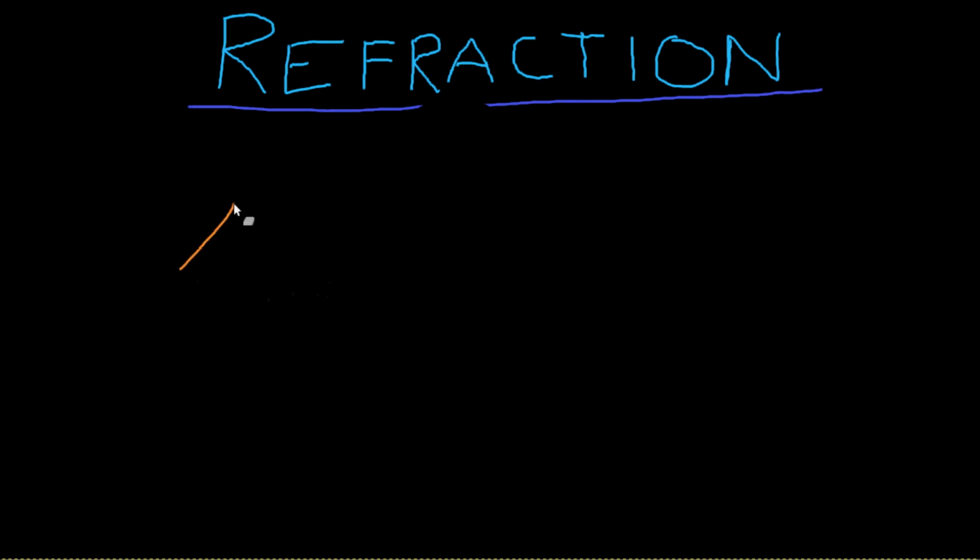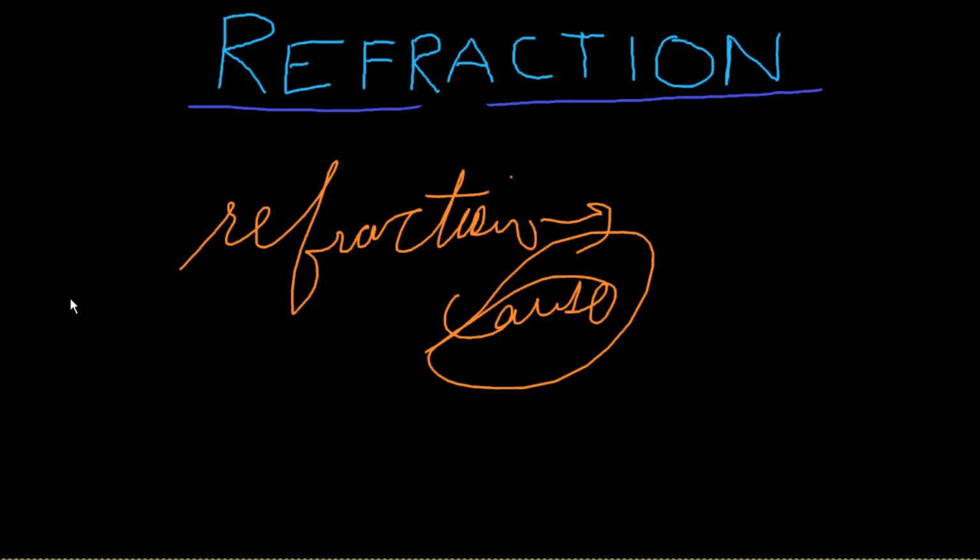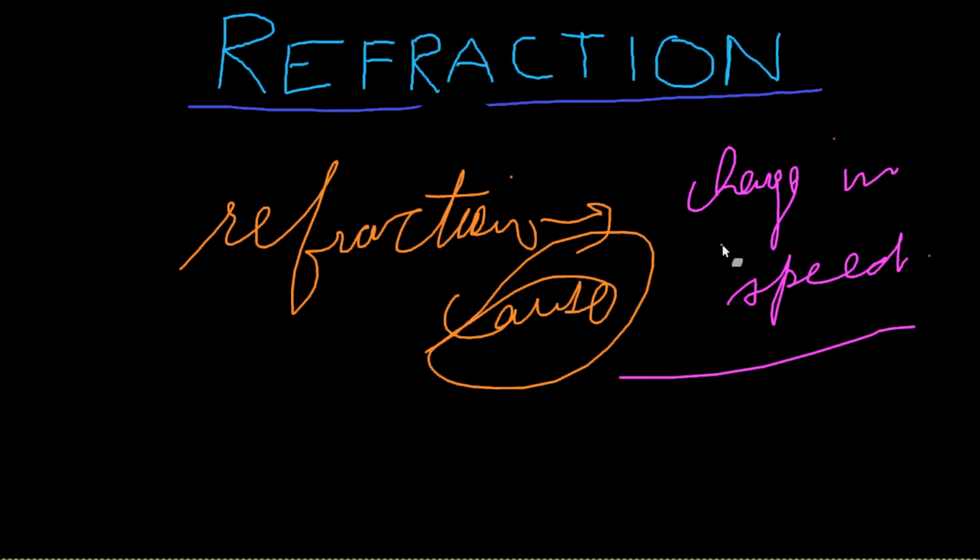Now this is a very important line, that refraction occurs due to change in speed. I'm just writing cause, okay, due to change in speed. And why is there change in speed? Because of change in optical density, right guys? So that's one thing you have to learn. Now we move on to laws of refraction.